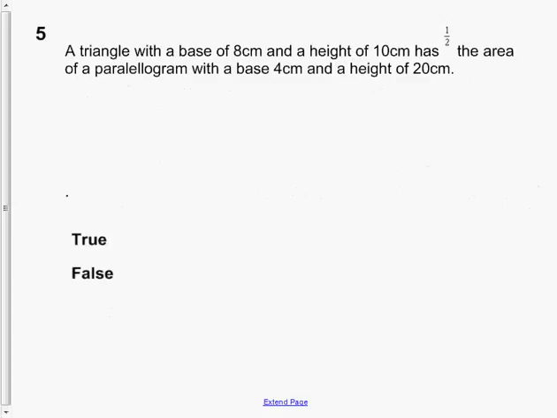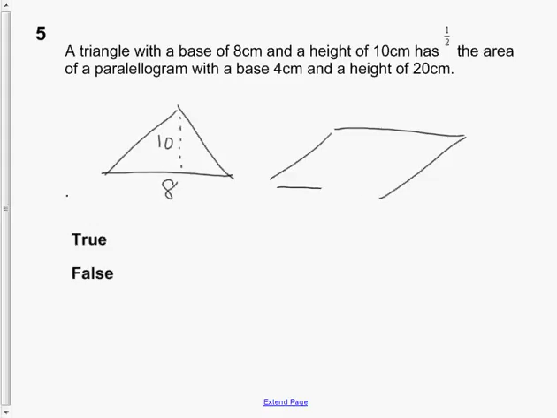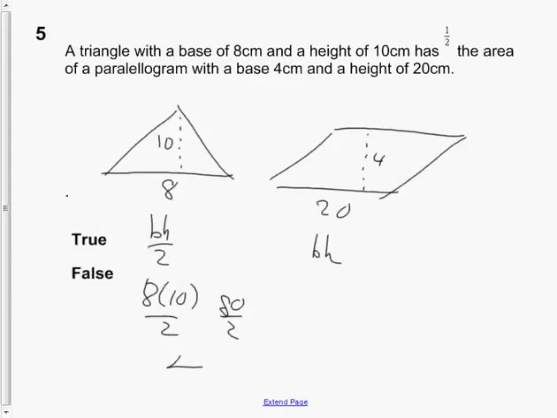Question 5, a triangle with a base of 8 centimeters and a height of 10 centimeters has half the area of a parallelogram with 4 and 20. So the best thing you probably could do is simply draw both shapes. So this is a 10 and an 8, and this parallelogram is a 20 and a 4. Okay. Once you have them drawn, you can do your formula for the triangle and your formula for the parallelogram. This will be 8 times 10 divided by 2, which is 80 divided by 2, which is an area of 40 meters squared.